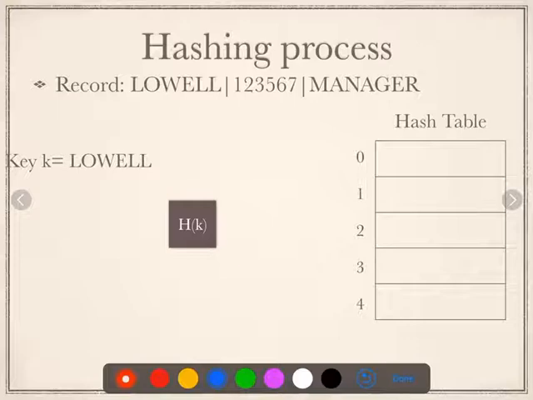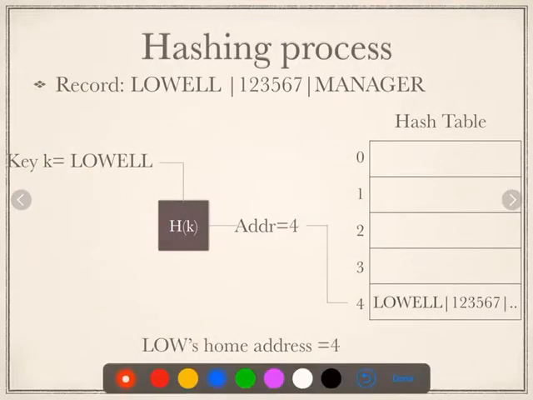So the name, which is Lowell, is given as input for your hash function, and the hash function will generate an address. So the address generated here is 4. In that position you are going to store the record. So Lowell is stored at the address 4. Now the address generated by your hash function is called the home address of the key or the record.